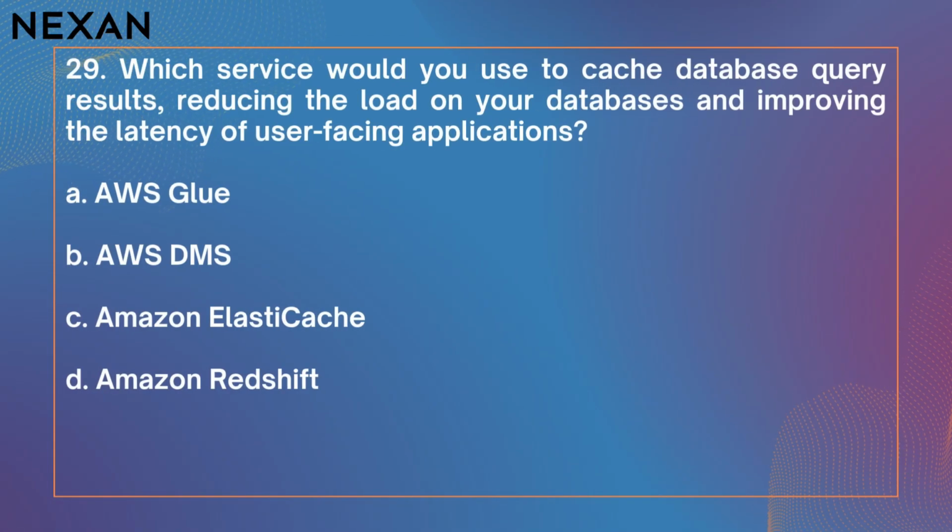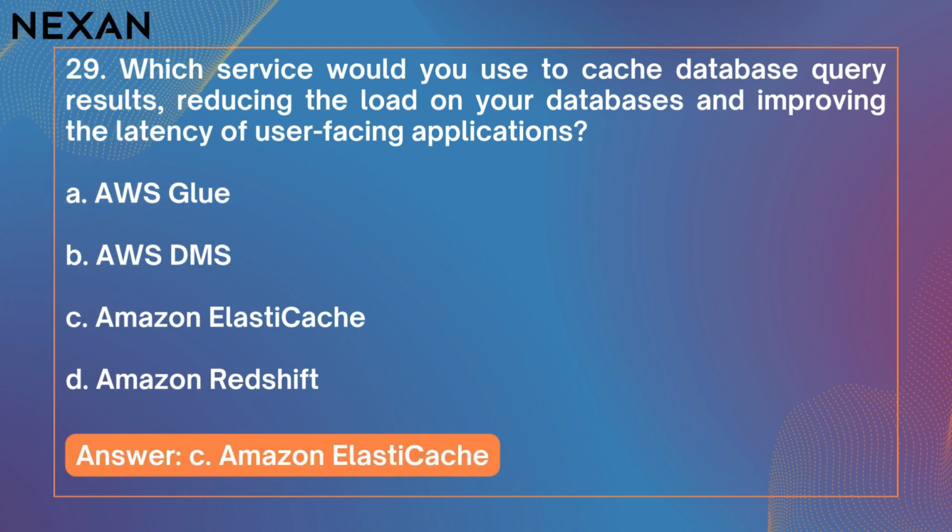29. Which service would you use to cache database query results, reducing the load on your databases and improving the latency of user-facing applications? A. AWS Glue. B. AWS DMS. C. Amazon ElastiCache. D. Amazon Redshift. Answer C. Amazon ElastiCache.